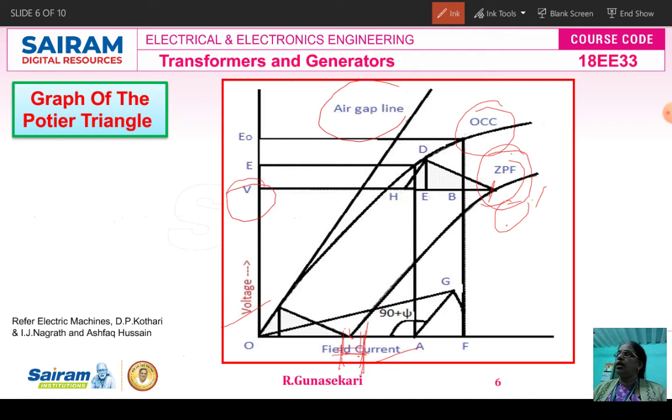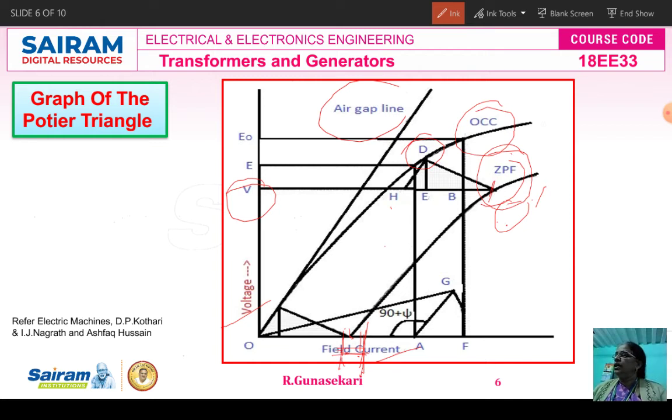at point D. So the points O dash, H and D are obtained, which make the triangle O dash HD. This triangle is known as the Potier triangle. For a given armature current, this triangle is constant and hence it can be moved on the zero power factor curve, here or here or here, wherever you have to move.